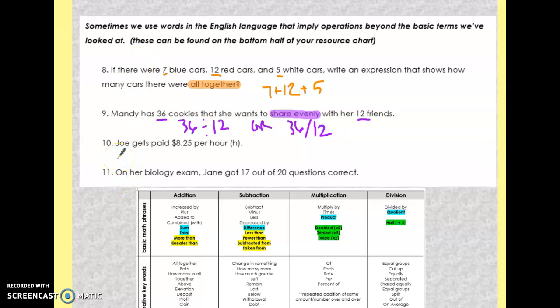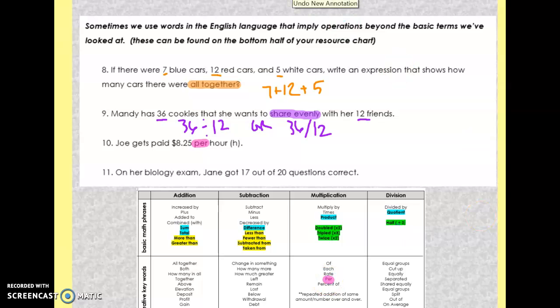Number 10, a little bit more hidden. Joe gets paid $8.25 per hour. So here's our keyword, guys, per. Now, it's very common, but it's not as straightforward. A lot of times students miss that. Per means that we are going to multiply.